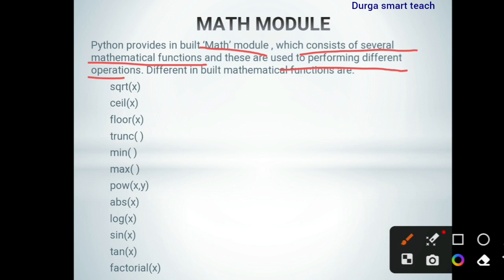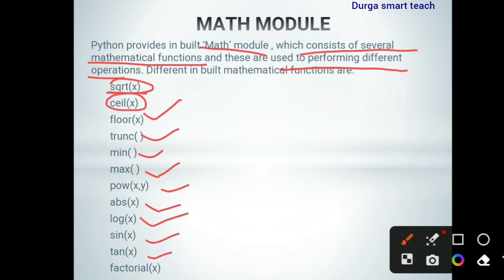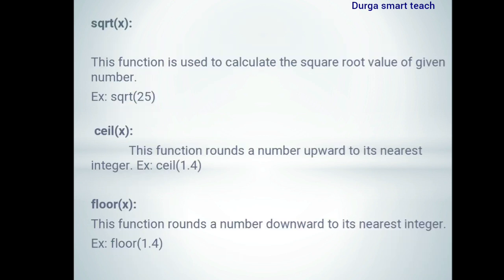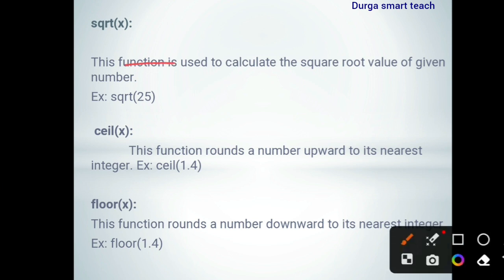Some of the built-in mathematical functions are square root. We all know square root is used to find the square root of a number. Next, ceil, floor, trunc, min, max, power, abs, log, sine, tan, factorial. So these are all mathematical functions. Let's see them one by one. The first one is square root. The square root function is used to calculate the square root of a given number. So the square root of 25 will give 5.